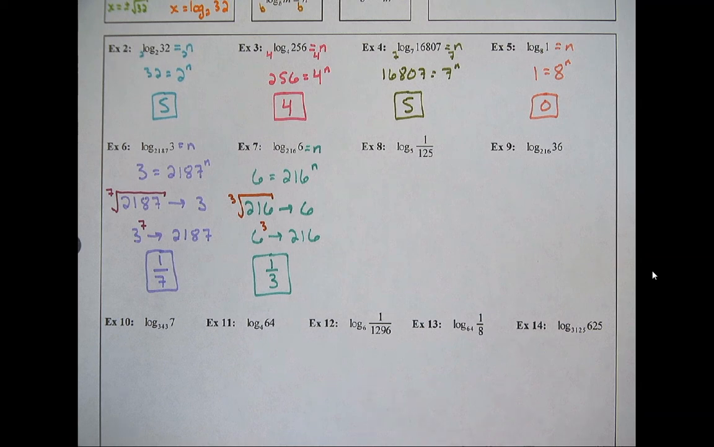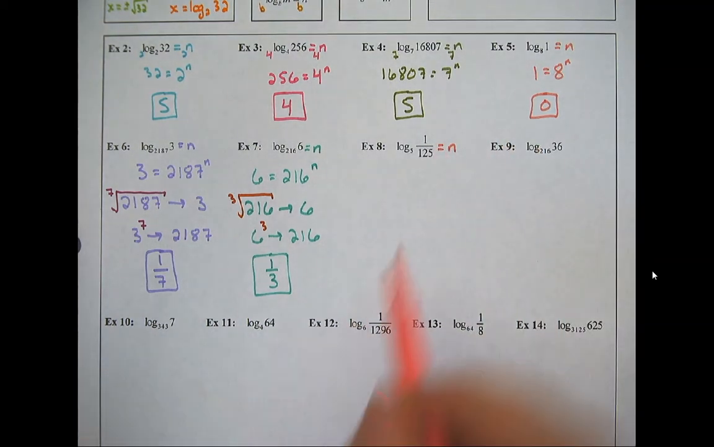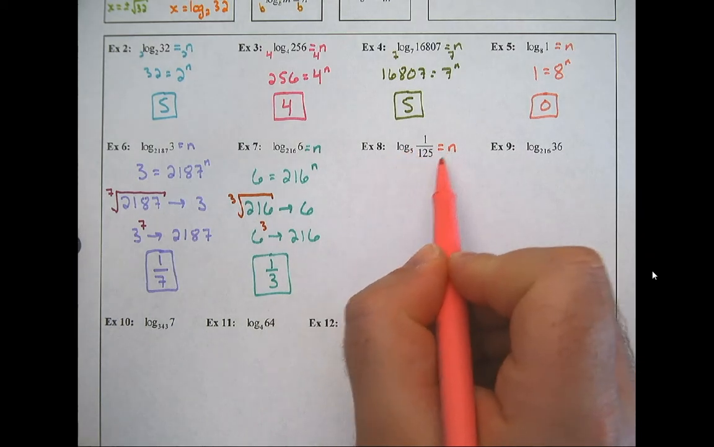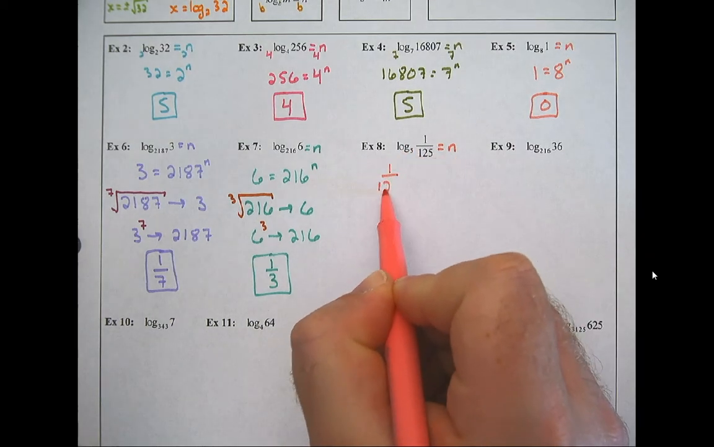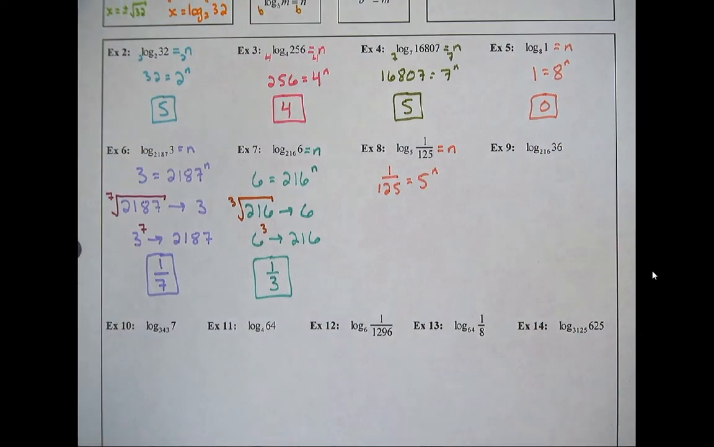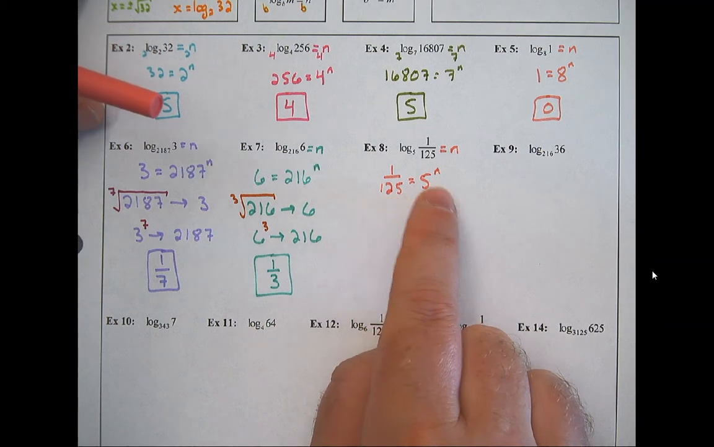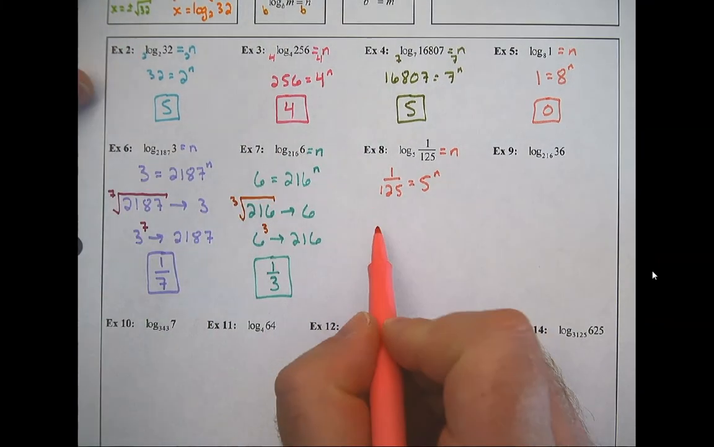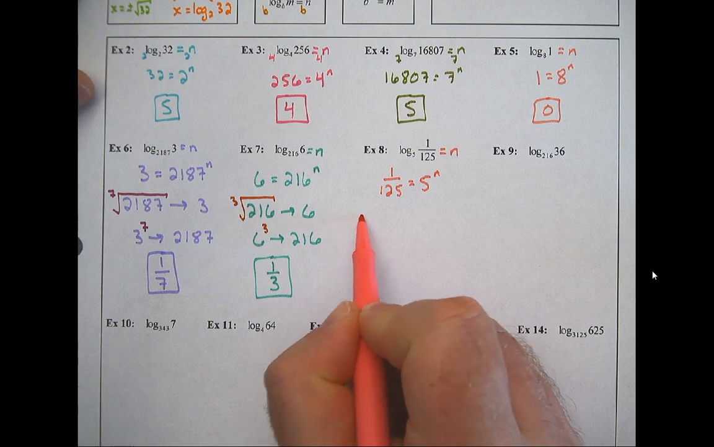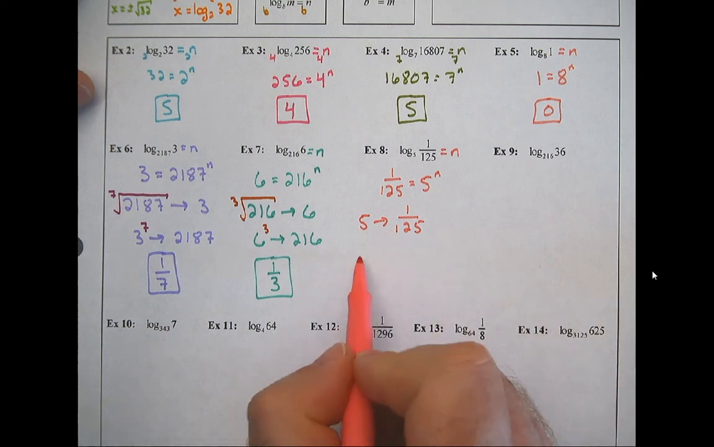The next trick comes when you're looking at something on the bottom. So I want this to equal some number. So when I do my rewrite, it's going to be 5 to the and 5 to the. So 1 over 125 equals 5 to the some number. Now, turning 5 into a fraction is very hard to do. But turning 5 into 125 isn't that hard to do. I want to turn 5 into 1 over 125. That's tough to do.